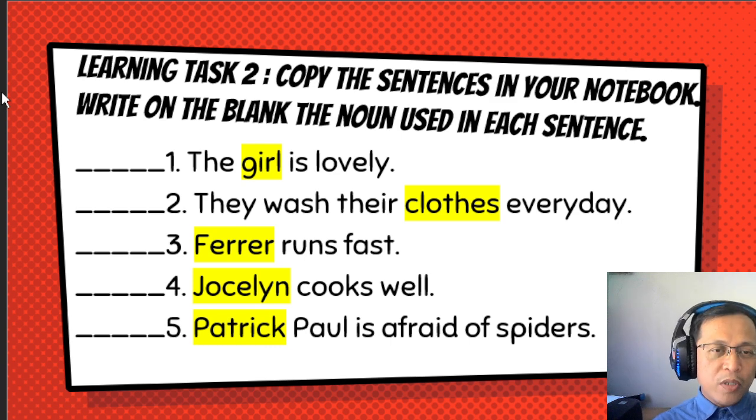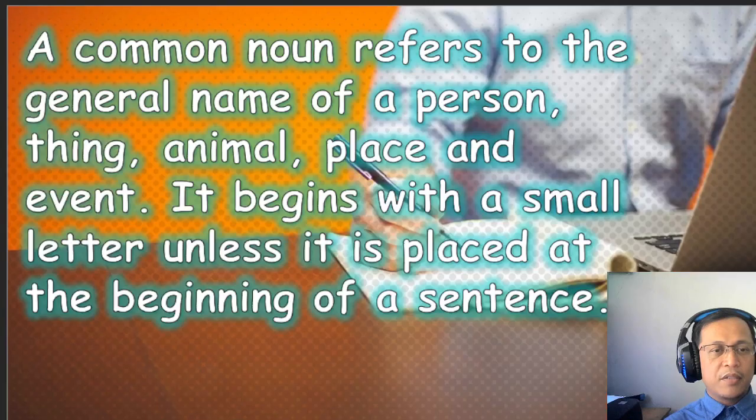Now don't worry if you haven't got the correct answers or if you haven't got the perfect answer, because learning task number 1 and learning task number 2 are given to you to measure your previous knowledge about common nouns and proper nouns. Your score will be evaluated to know how much previous knowledge you have with common nouns and proper nouns. Having said that, we are now going to move on with the explanation about common nouns and proper nouns.